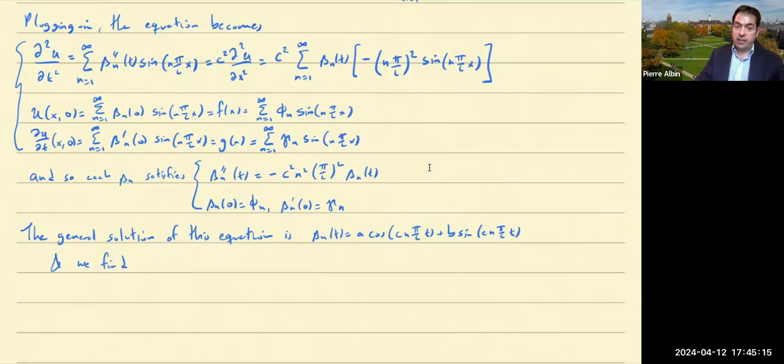And when we plug in the initial conditions, we find beta n of 0. So beta n of 0, sine of 0 is 0. So we just end up with a, and that has to be phi n, whereas beta n prime of 0. So what if I differentiate this? I'm going to have a sine, which at 0 would be 0. So it's only when I differentiate this that something shows up. And I would get b c n pi over L, and then cosine of 0, which is 1. And that should be equal to gamma n. So that tells us that b is equal to gamma n divided by c n pi over L.